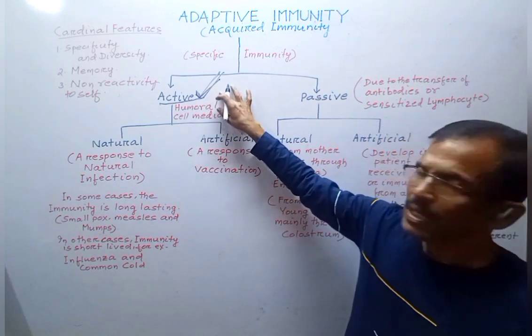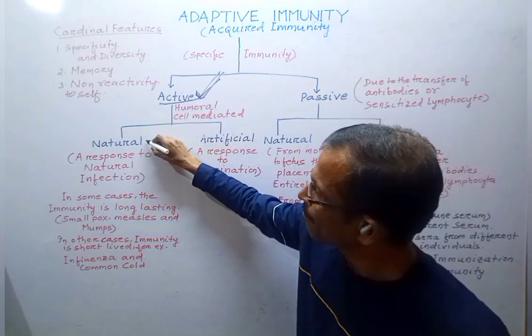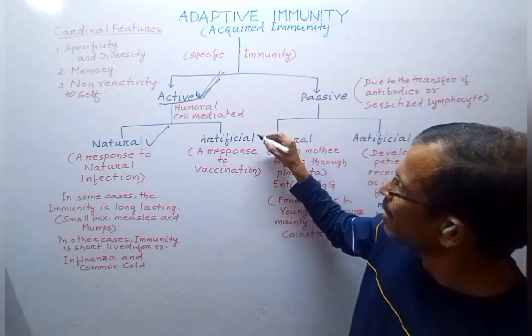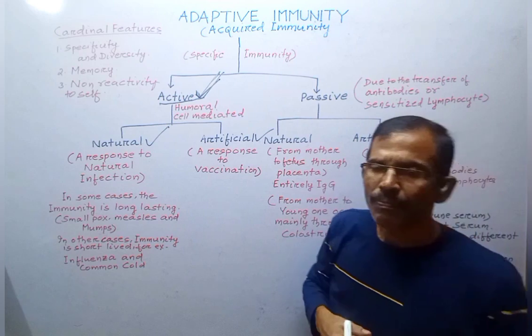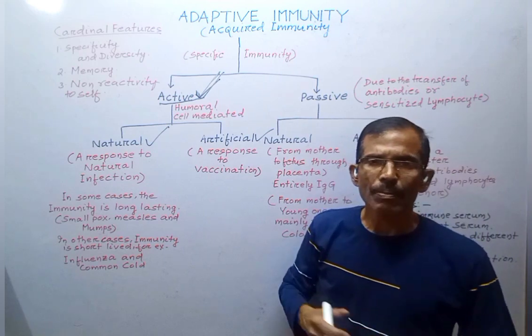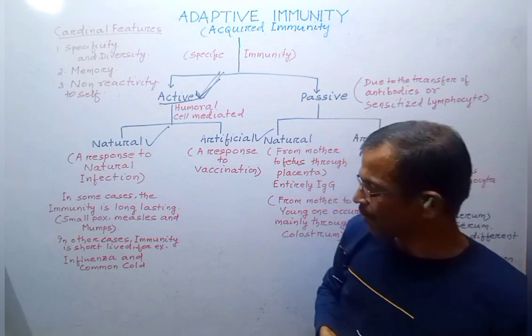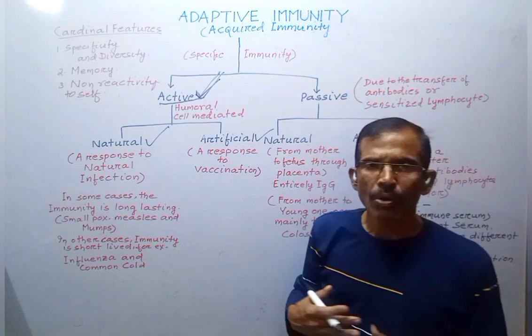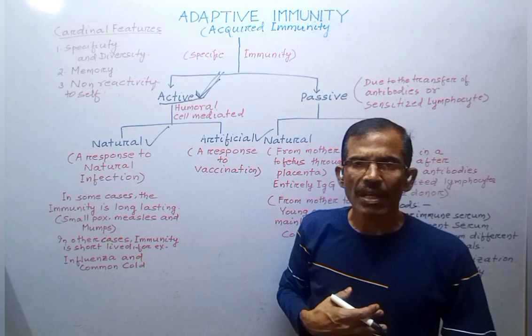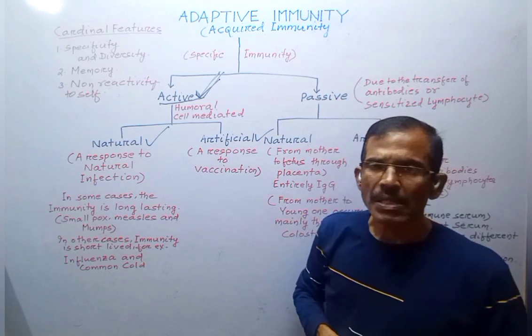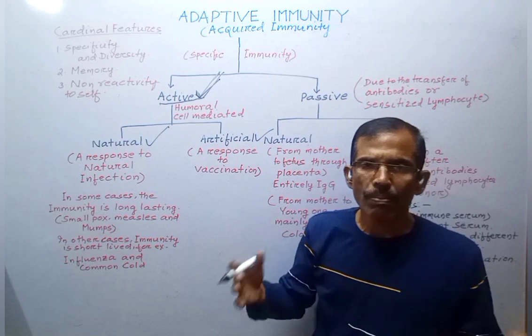Active immunity can be developed naturally as a result of infection or artificially through vaccination. In some cases, the immunity that develops is short-lived, for example in influenza and common cold, whereas in other cases it is long-lasting, for example in mumps, measles and smallpox.